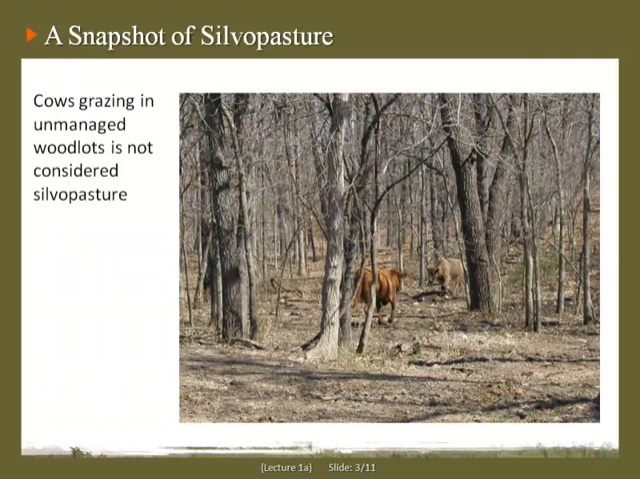While you might see cows grazing in an unmanaged woodlot, this is not considered silvopasture. While silvopastures can be custom designed, they must have 4 key characteristics which are the essence of silvopasture and distinguish it from typical grazing or other forestry technologies. Silvopasture systems are intentional, intensive, interactive, and integrated.